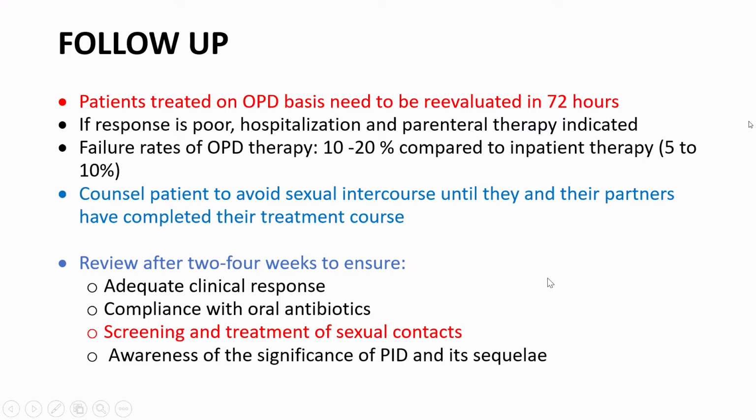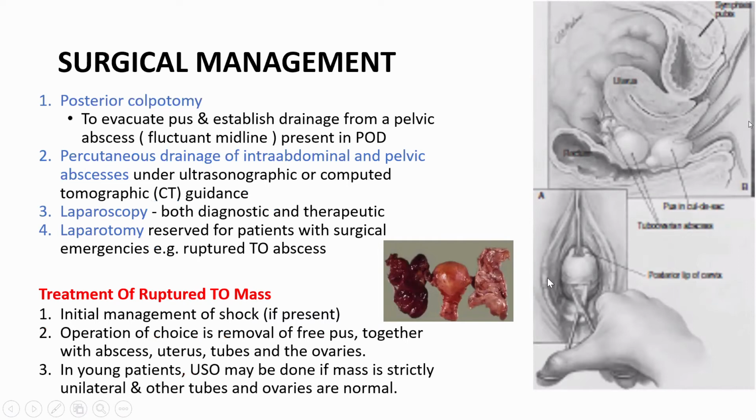Okay, so there is surgical management as well. Those patients not responding to the treatment, hospital IV treatment, and or with an obvious tubo-ovarian abscess, we may have to go for surgical management. So what we can do, one is posterior colpotomy. Okay, so the pouch of Douglas can be opened to evacuate the pus and drain the pelvic abscess, especially when it's a midline fluctuant. We can take the help of ultrasound or CT scan. We can drain percutaneously as well, or by laparoscopy or laparotomy.